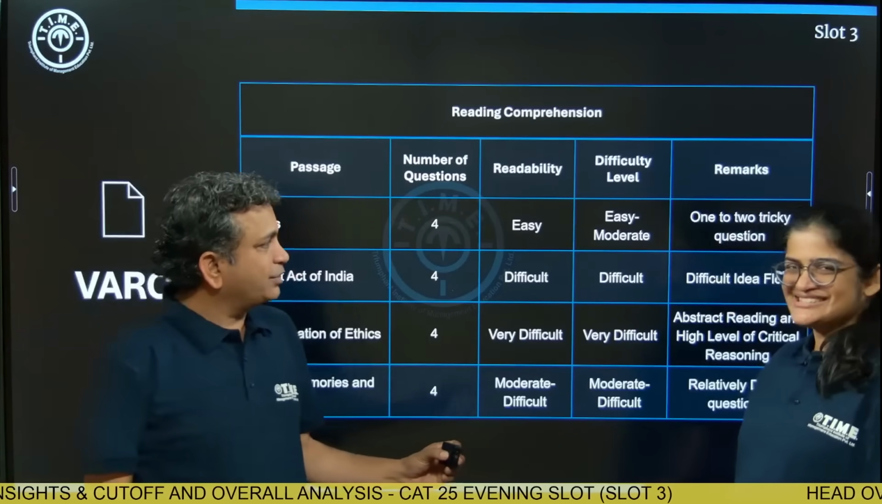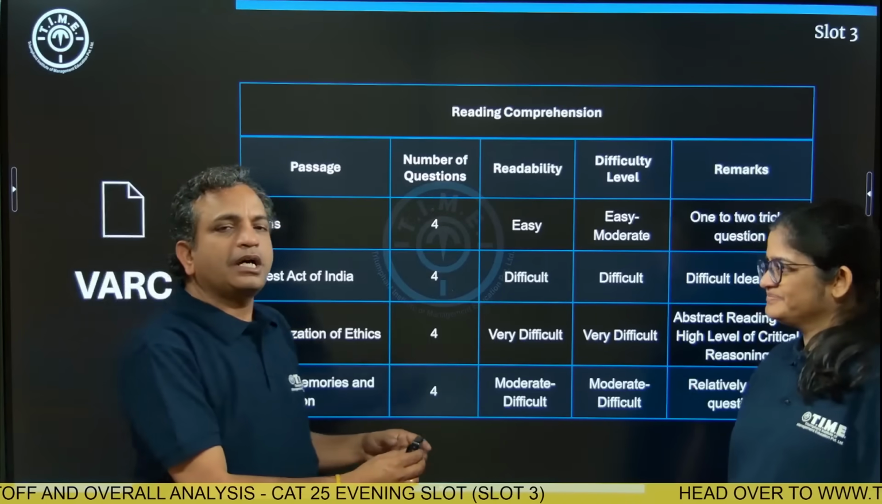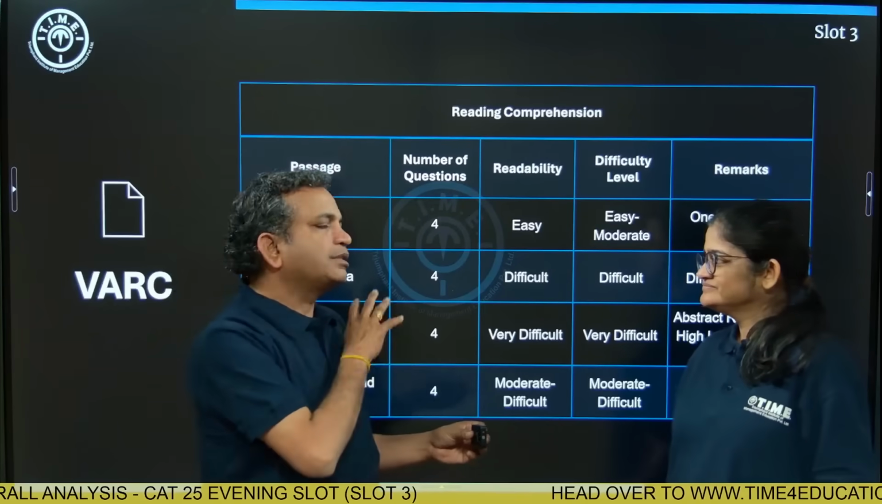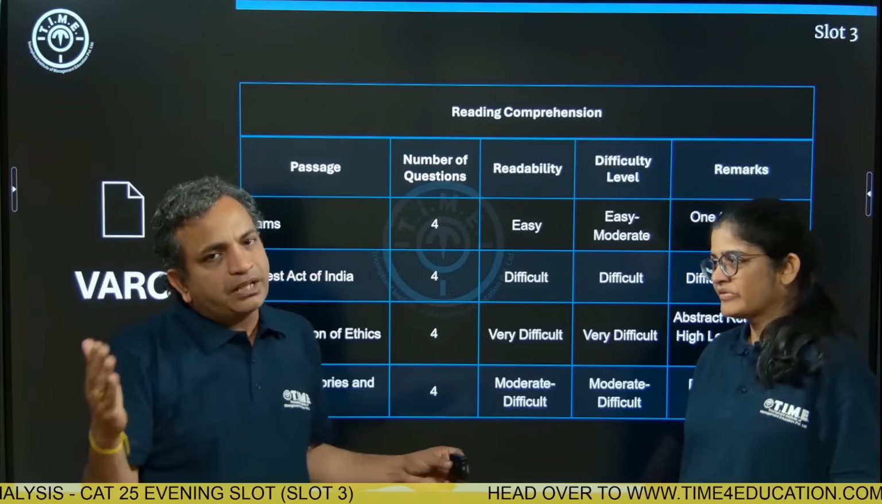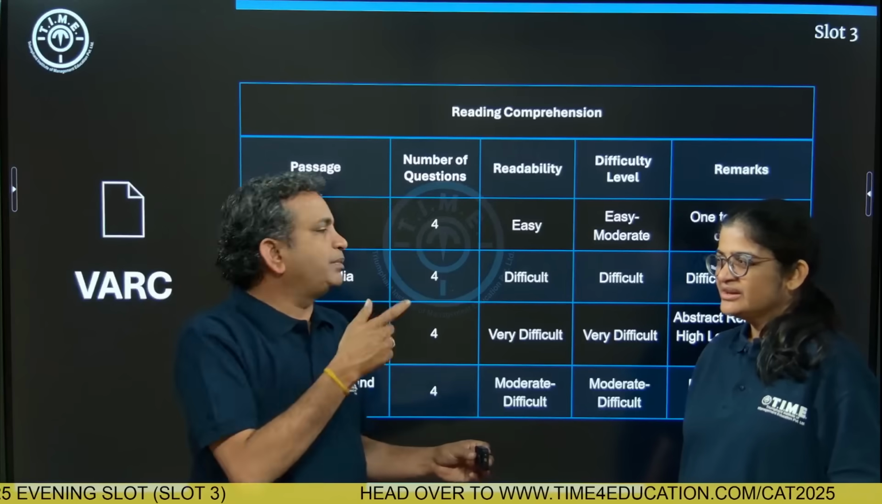Nice. All right. So effectively what you're saying is out of the four, the first passage and the last passage are the two kind of must-attempt passages in this set, folks. And two passages which you could have stayed away from initially and gone through if you had time after having completed the VA questions.